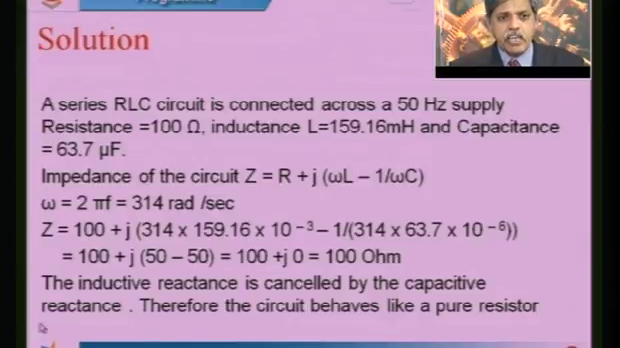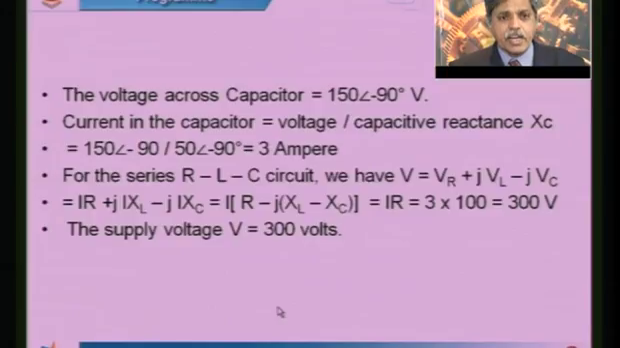Suppose after calculating the impedance, I then calculate the current in the circuit. I got the current to be 3 amperes, 150 by 50, with the minus 90 cancelling, so I get 3 amperes. 3 multiplied by 100 gives 300 volts, 3 multiplied by 50 gives 150, and 3 multiplied by another 50 gives 150. So the voltage across the capacitor and inductor are equal. Therefore, the supply voltage of 300 volts will be completely dropped across the resistance.